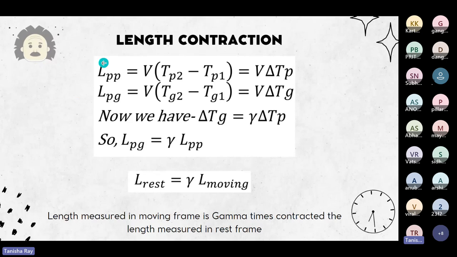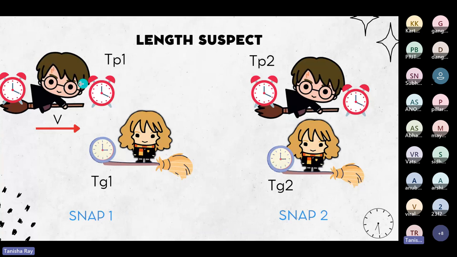Okay. So this is the length of Potter's broom in perspective of Potter. Now, in Potter's frame, we have Potter at rest. I mean, Potter will see himself at rest, and he will rather see Hermione traveling to him with a velocity V. When that happens, he will record the time when Hermione's front end of her broom is in line with the front end of his broom as TP1, and the time when Hermione's front end is in line with the back end of his broom as TP2.